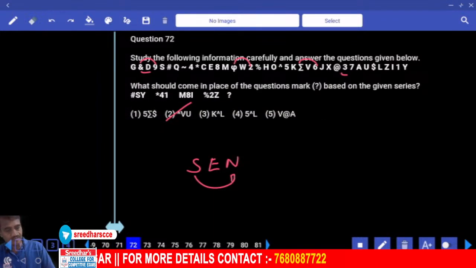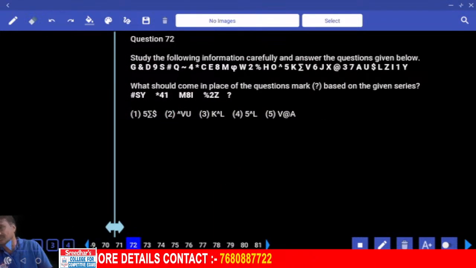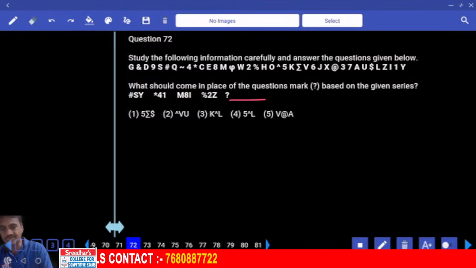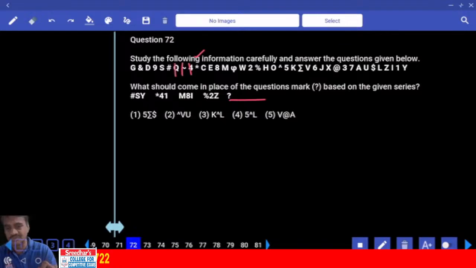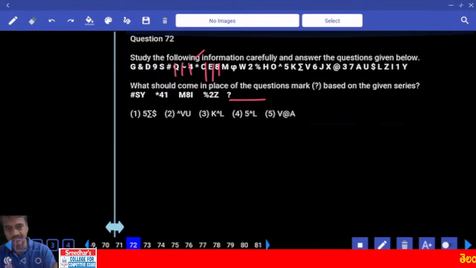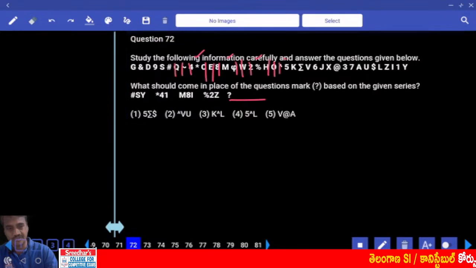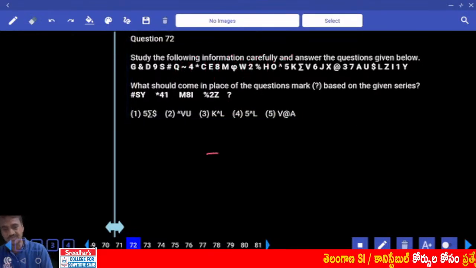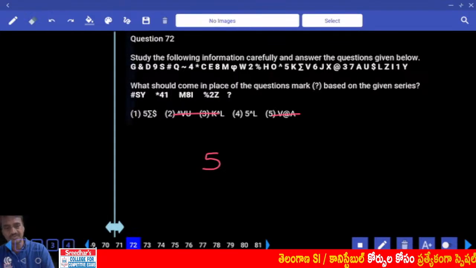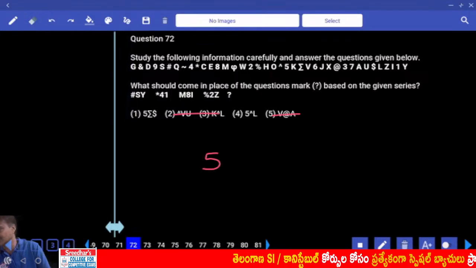Then 72, what should come in place of the question mark? Let us start with the first element. Hash and star, 1, 2, 3, 4 plus 4. And what is the first element? We have 5. Now 5 is the first element. Now choices 2, 3 and 5 were ruled out.